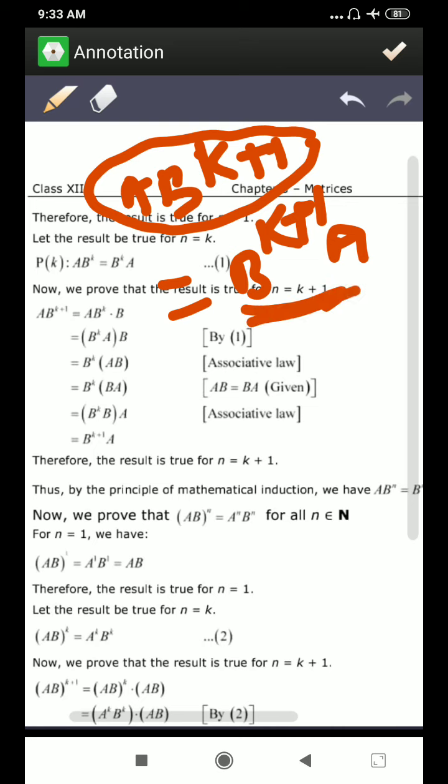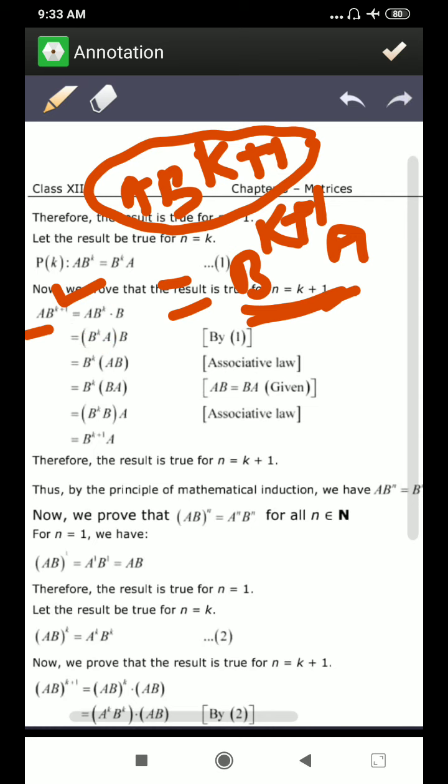We will take the left hand side and prove it is equal to this much. What we have taken is AB raised to power k plus 1. So AB raised to power k plus 1 can be written as AB raised to power k into AB. Now AB raised to power k is already given in equation number 1, equal to B raised to power k into A.